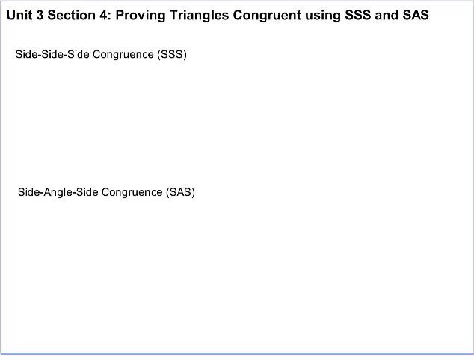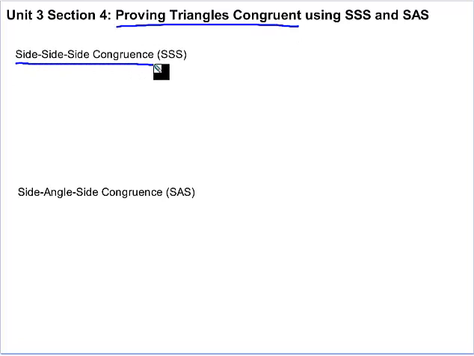This is section 4 on proving triangles congruent using side, side, side, and side, angle, side. So in the previous section, in order to prove triangles are congruent, we needed to show that every single side had a congruent side and every angle had a congruent angle that it was corresponding to. These are two ways that we can prove triangles congruent by only showing three things. The first one is side, side, side congruence.